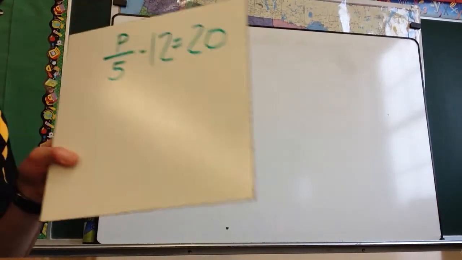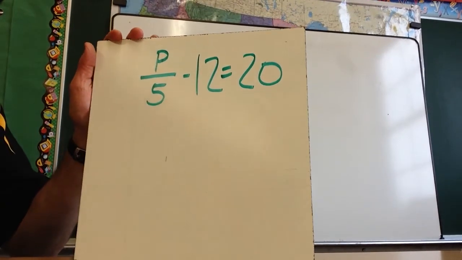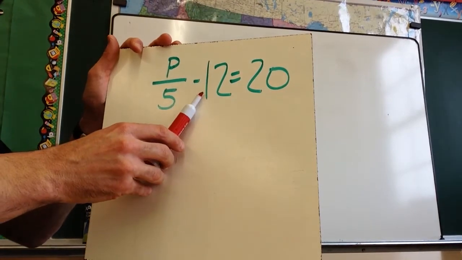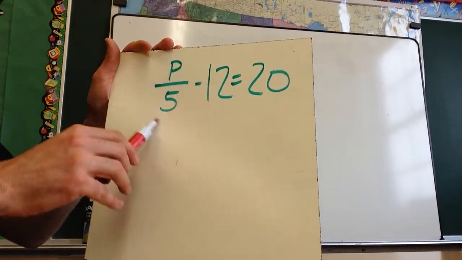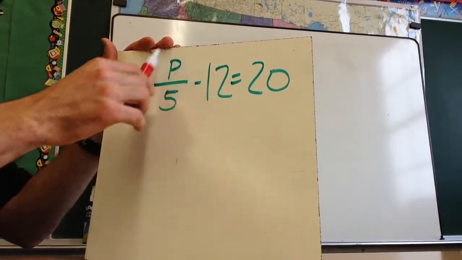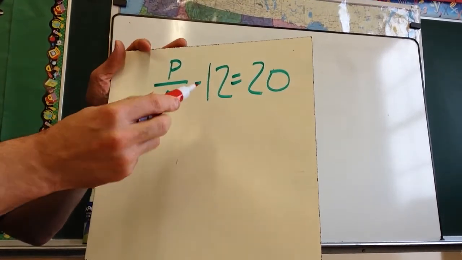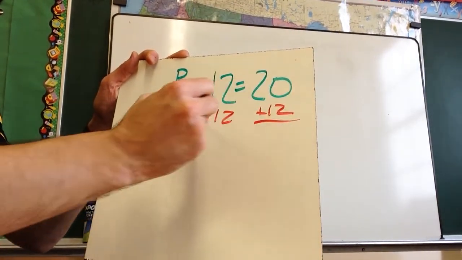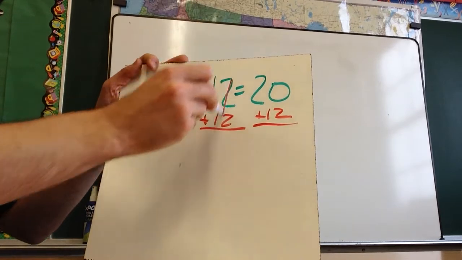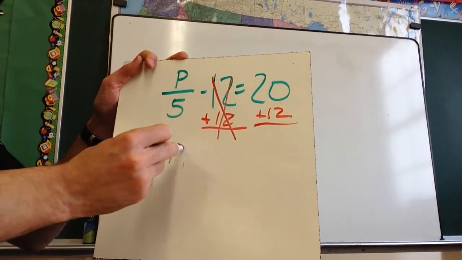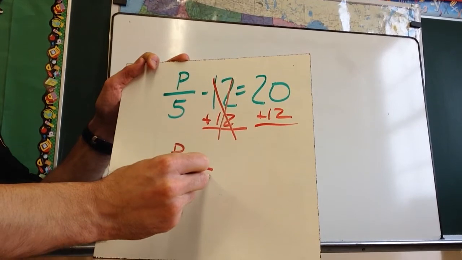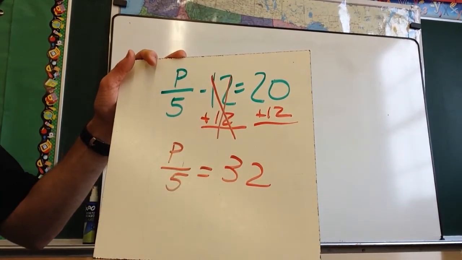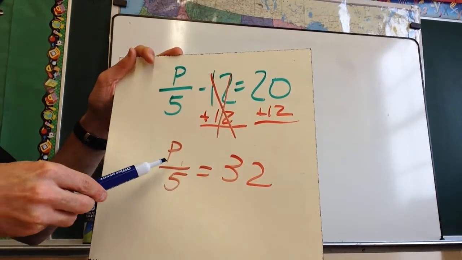All right, now let's talk about what happens when we have different operations. So I'm now going to end up having a couple of steps here. And so the first thing that I would want to do is, again, isolate the p. And since this is a division problem over here, I'm going to leave it alone for now. I'm going to deal with this negative 12, and the opposite of negative 12 is positive 12. So I'm going to take 12, I'm going to add it to both sides, and I end up with p over 5 equals 32.